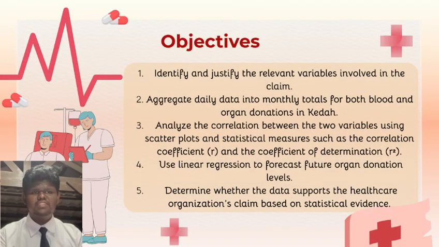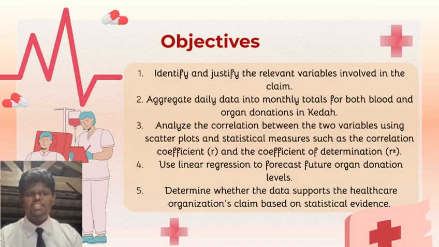There are a total of 5 objectives, the first of which is that we identify and justify the relevant variables involved in the claim. Secondly, we aggregate daily data into monthly totals for both blood donations and organ donations in Kedah. Next, we will analyze the correlation between two variables using scatter plot data and statistical measures such as correlation coefficient R and the coefficient of determination R squared. For number 4, we use linear regression to forecast future organ donation levels. And finally, we determine whether the data supports the healthcare organization's claim based on statistical evidence.